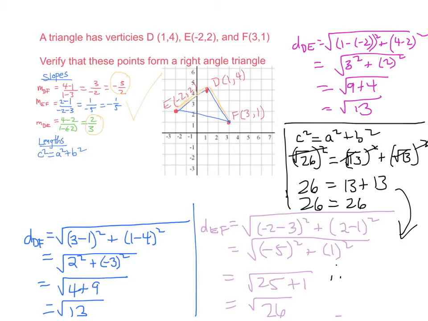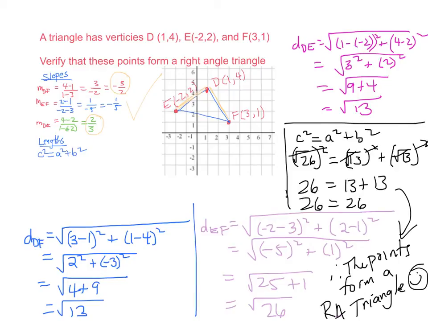Therefore, the points form a, and I'm just going to put here just for the heck of it, right angle triangle. Yay! That's great. Okay, so we're done one of the problems. Let's take a look at the next one.